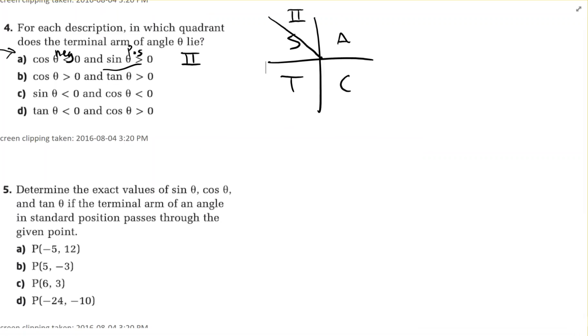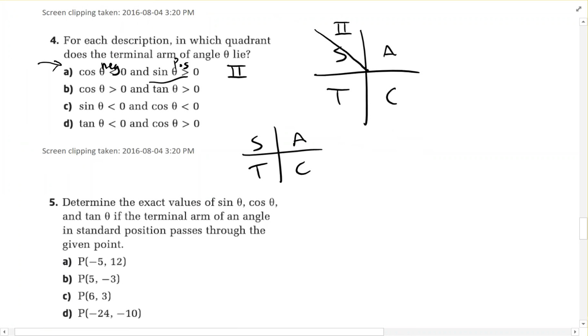Okay, let's look at D to do it one more time. So we do our CAST rule. It says, okay, so the first one here, I'll make orange for tan right now. It says tan's negative. That's what that says, right? Tan's negative. So where is tan negative? Well, tan is negative there and there. Where is cosine positive? Where is cos greater than 0? Cos is greater than 0. I'll make this blue. It's greater than 0 here and there. Well, the only place that both happens is in quadrant 4.